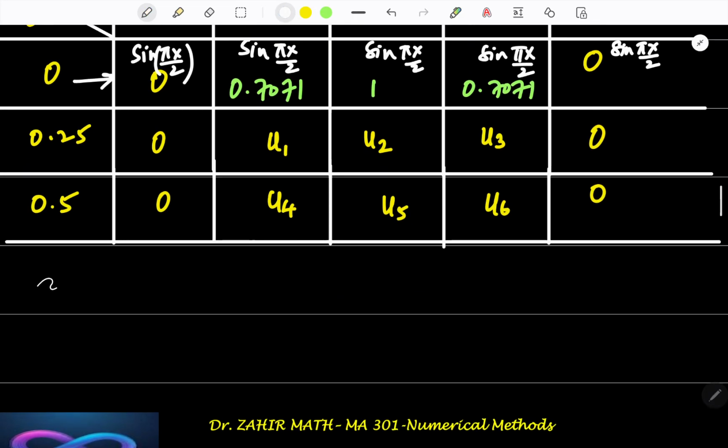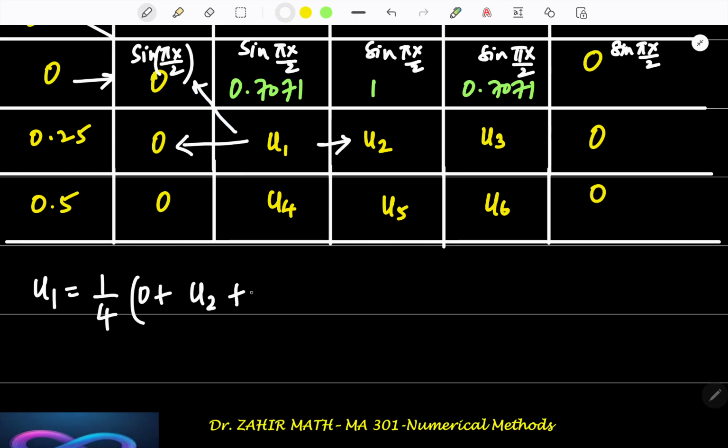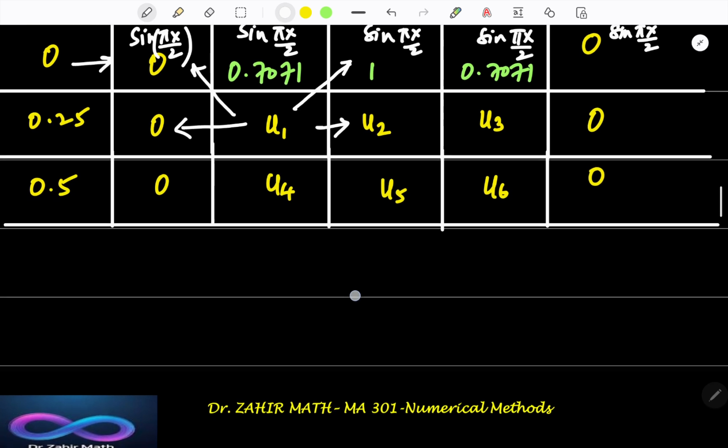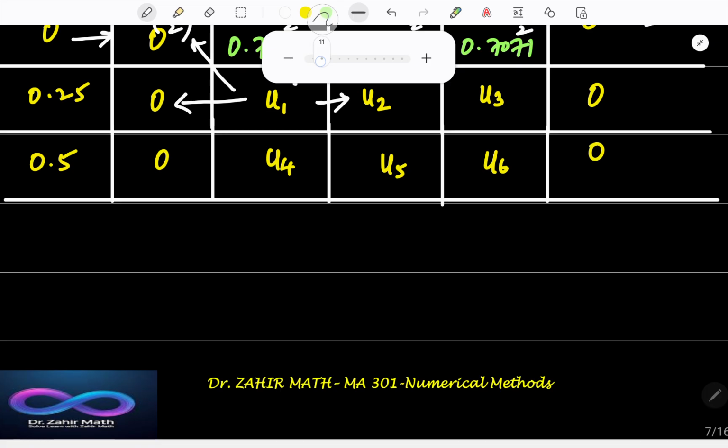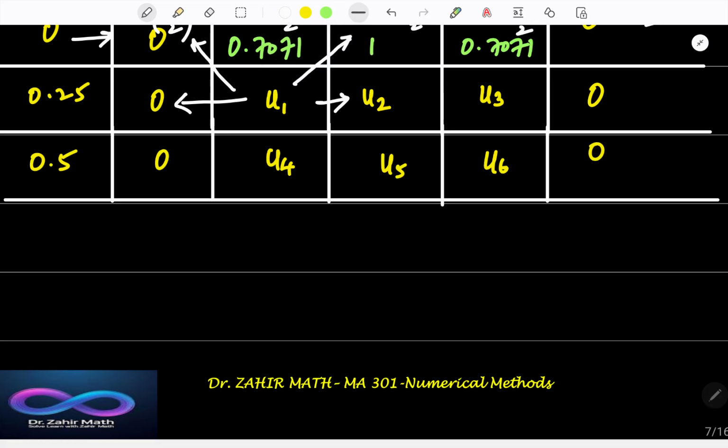So u1 I'm going to calculate is equal to 1 by 4 bracket open, left side 0 plus right side, which is u2, plus cross, which is 0, plus, and then cross, it is 1. Clear everybody? So in this way I'm going to write 6 equations, okay? Right. So let me make the pen size smaller so that I can write more equations here, okay? 6 equations I'm going to write.